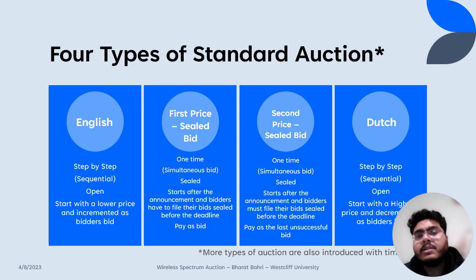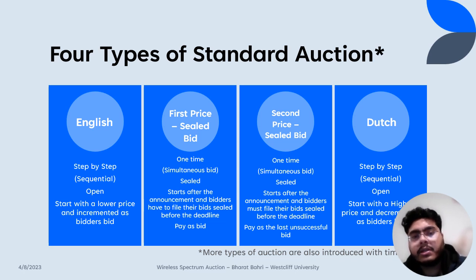Second price is very similar to the first price sealed bid, but the only difference is that the winner pays the last unsuccessful bid. So if we take an example of the two top bids in the auction, let's say it's 10 and 9, the person who bid 10 is going to win, but has to pay $9.